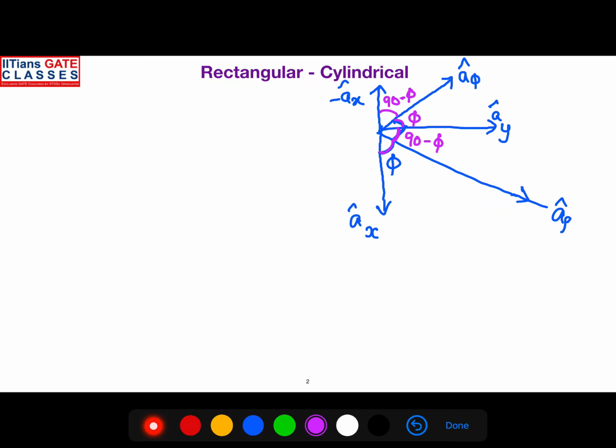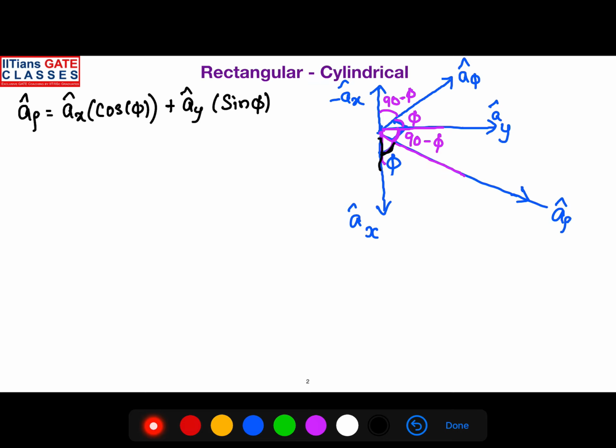Now if I want to analyze the a rho component, it can be resolved into the ax component as well as the ay component, right? So the a rho component can be written like this. The ax component is multiplied by just the cosine of the angle phi, because we know in a dot product, ax dot a rho is nothing but cos phi. That is why a rho can be resolved as ax into cos phi plus ay into cos of 90 minus phi, which is straight away sin phi. So this is your first equation.